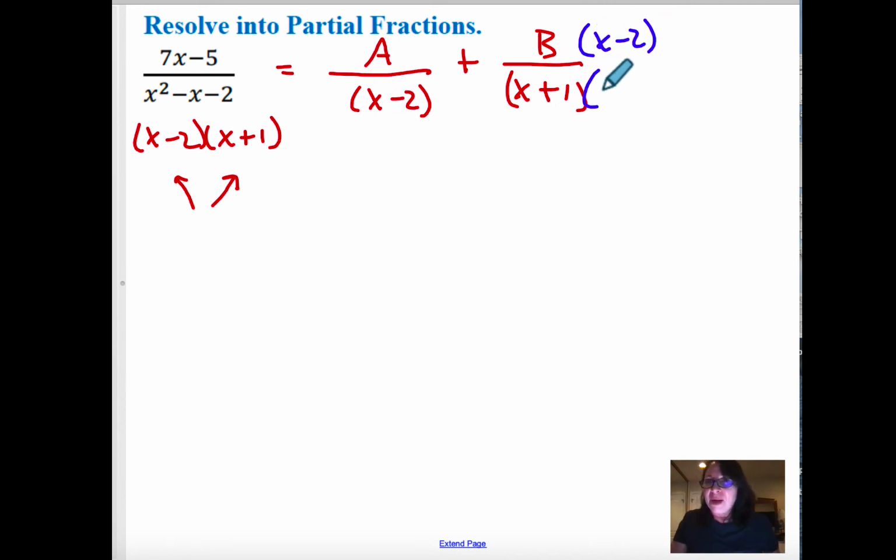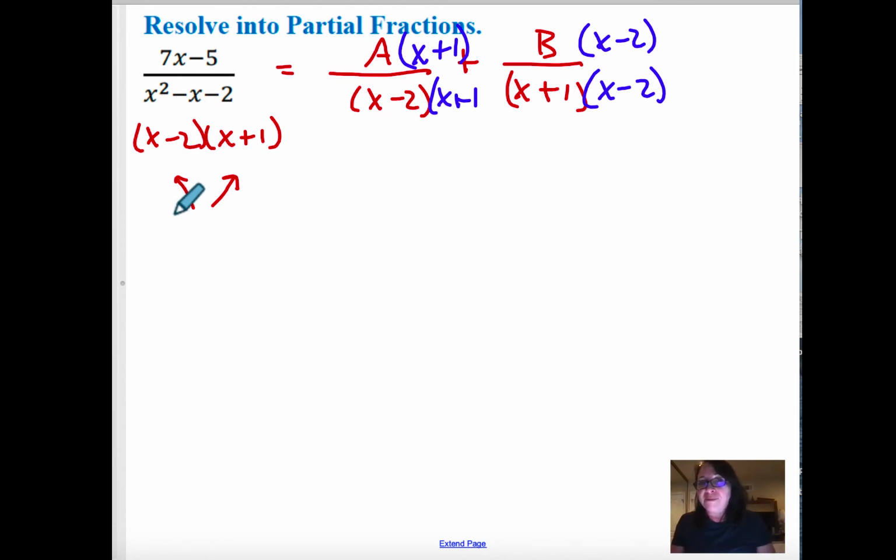We're going to multiply that by x minus 2, but disguised as a 1. So it's not really getting what it wants. And this one, we're going to multiply by x plus 1 over x plus 1. And so now my denominators are the same. Do you see that? Over here, all of those denominators are the same.